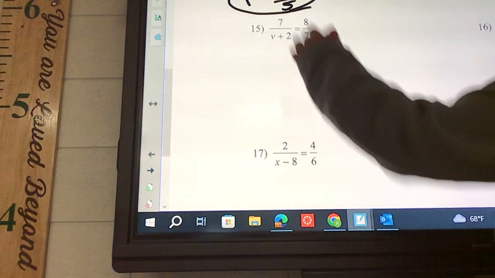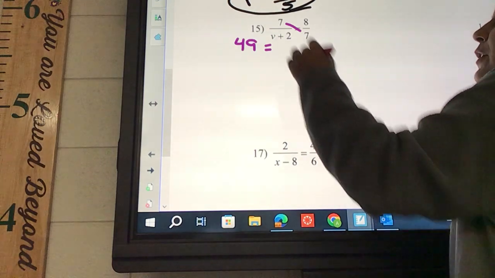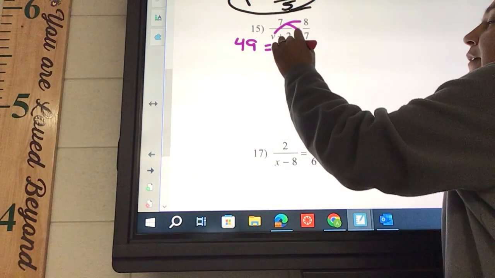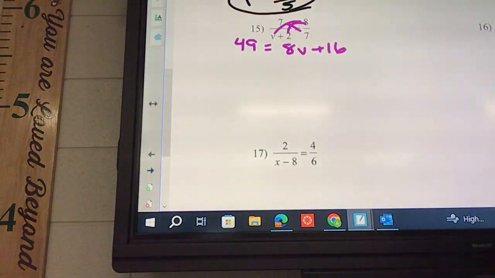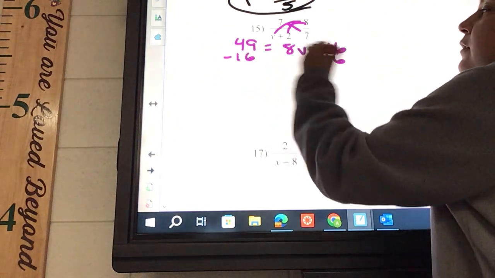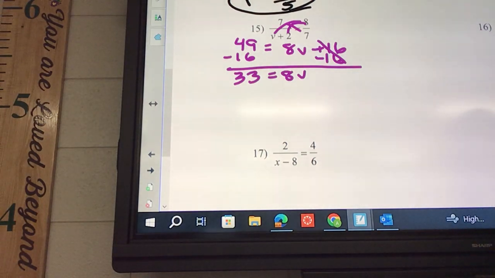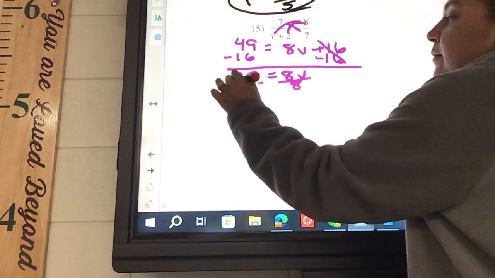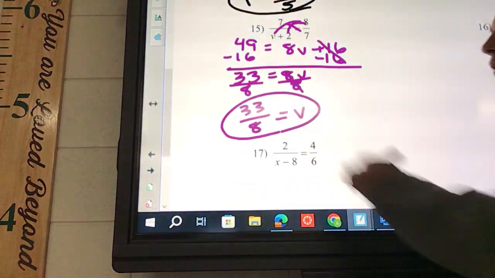I guess so. Okay, 7 times 7? 49. And then on this side we're gonna do 8 times v. 8v. 8 times 2, 16. And again, we're moving stuff away from the v. What needs moved first? 16. You get 33. 33 equals 8v. Divide by 8. Answer will be 33 over 8. It's still 33 over 8.